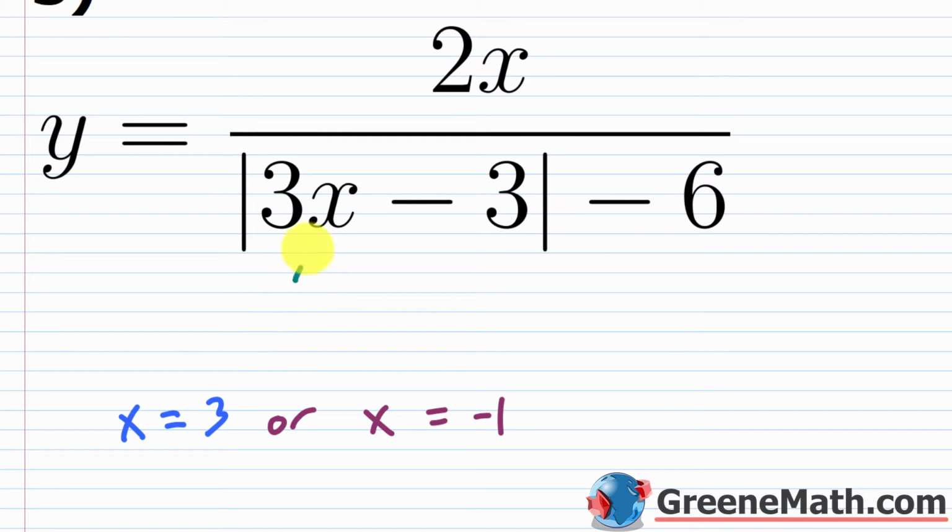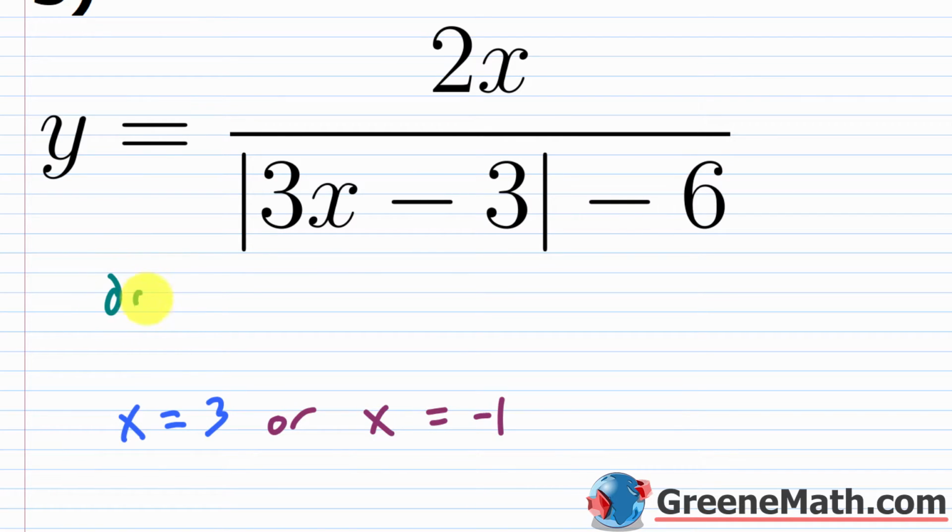If you plugged in a 3 here, you would have 3 times 3, which is 9, and then 9 minus 3 is 6. So you would end up with the absolute value of 6, which is 6, minus 6, which is 0. Right? So you'd have 0 in the denominator, and again, division by 0 is undefined. The same thing would happen with negative 1. If you plug that in there, 3 times negative 1 is negative 3. Negative 3 minus 3 is going to be negative 6. And so the absolute value of negative 6 is 6. So again, you get 6 minus 6, which is 0. Division by 0 is undefined.